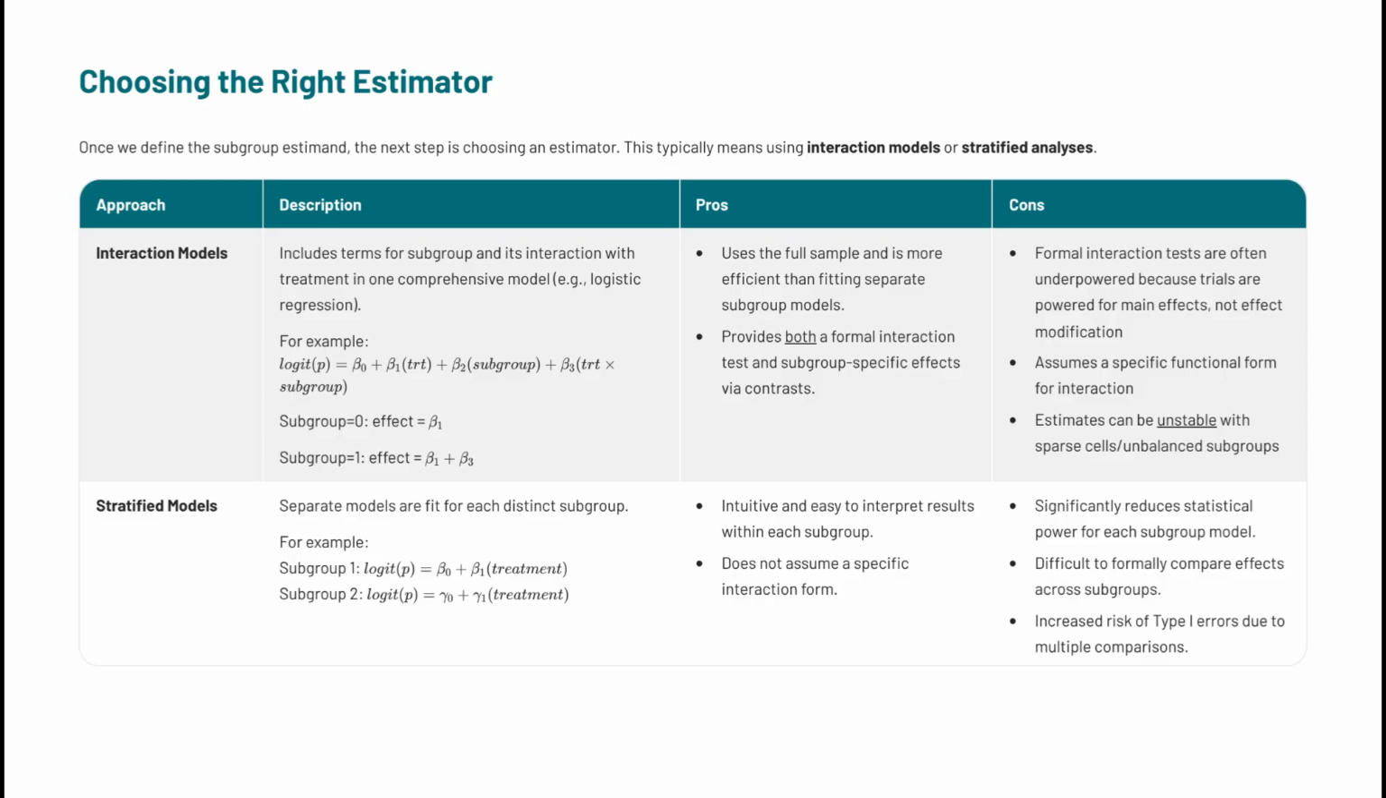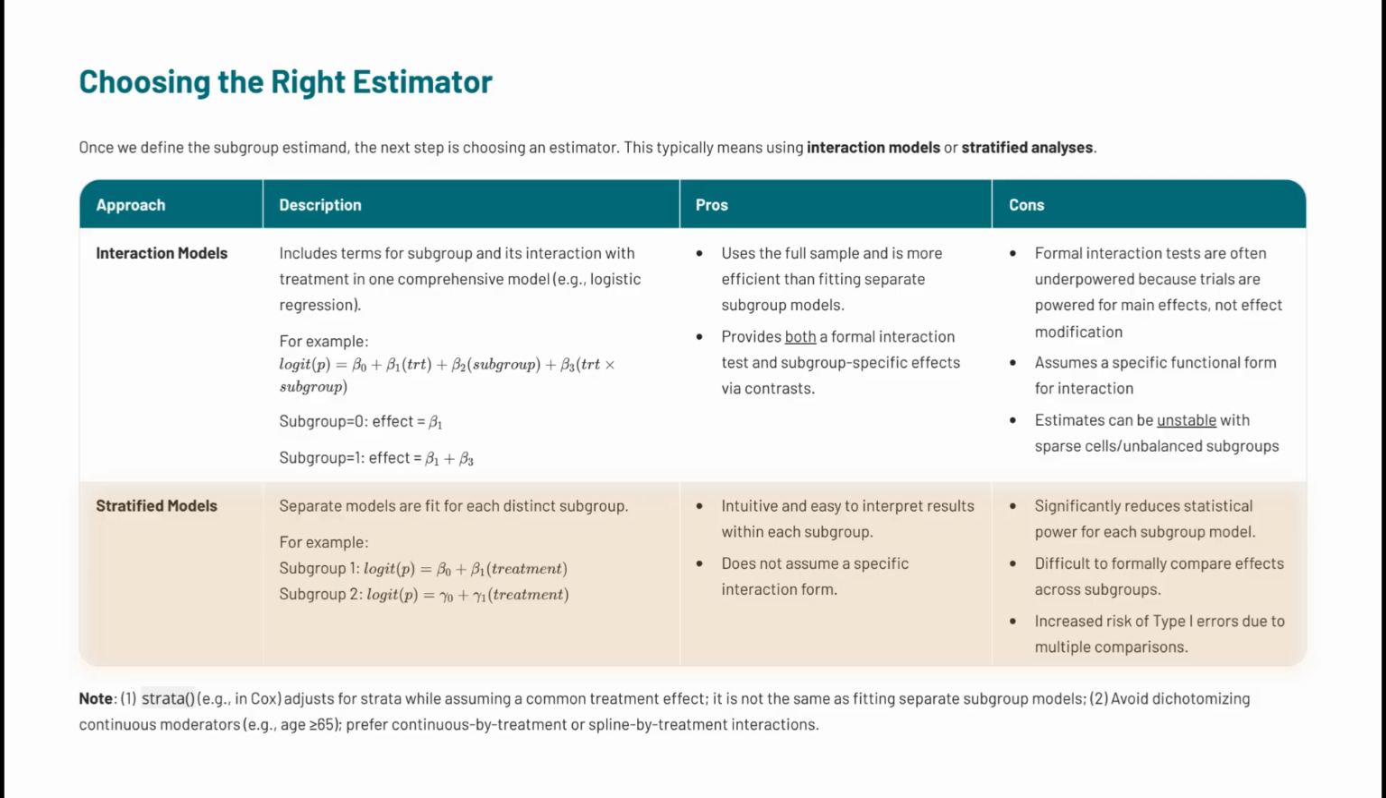There are two main approaches: interaction models and stratified models. In an interaction model, you include terms for the subgroup and its interaction with treatment. That lets you test effect modification formally while using the full sample. But there's a catch. Interaction tests are often underpowered. Keep in mind that almost all trials are powered for testing the main effect, not for detecting interactions or subgroup effects.